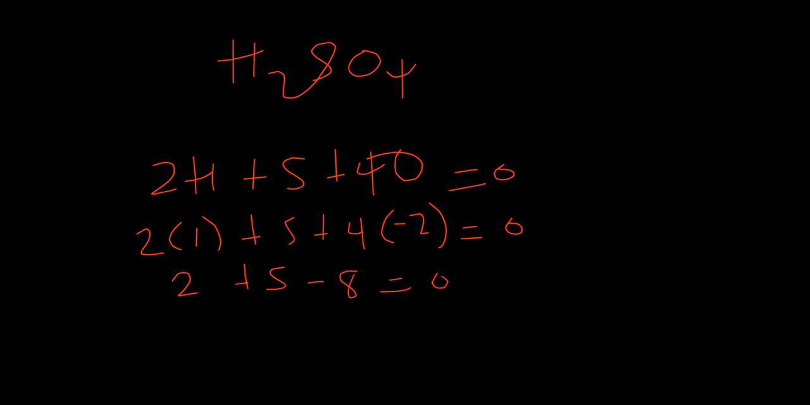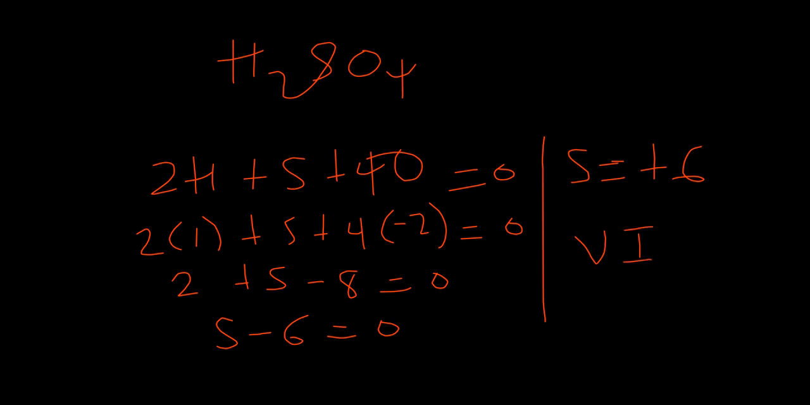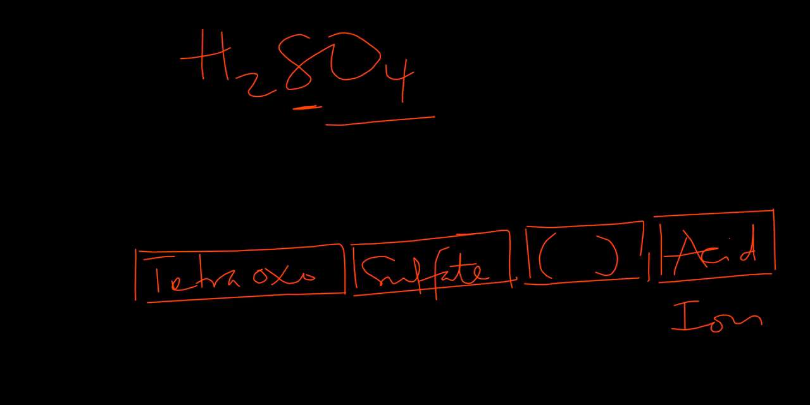So that will be sulfur, 2 minus 8 will give us minus 6, equals 0. So that means our sulfur has a charge of positive 6. In Roman numeral format, it will be VI. So that's the oxidation state of our sulfur in this compound. So we go to the name and we put 6. So the name of this acid will be tetraoxosulfate(VI) acid. Remember, it is not an ion, so it's an acid. So that's how you name an oxo acid.